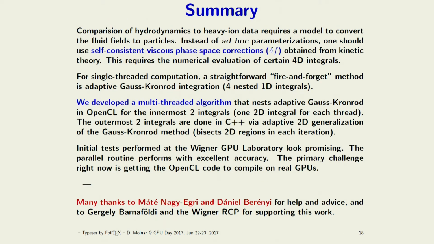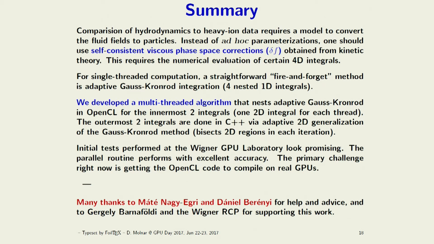So it's important to realize that any comparison of hydro simulations, or heavy ion physics, to data requires this model where you convert the fluid to particles. You can do this intelligently if you use these delta functions, phase-space corrections, which come from kinetic theory. And as a single-threaded computation, it's a straightforward problem. We know how to do this. You just have to wait long in a cluster, but it's doable. We're not begging for GPUs. We could solve this problem with computing, just have to wait.